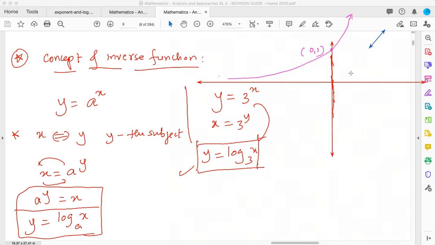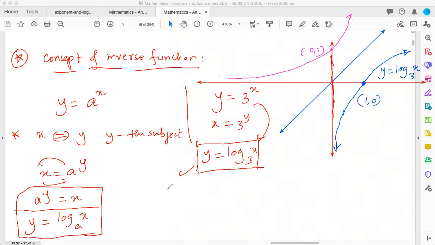So if I draw the line y equals x here and reflect this graph in that line, this is how the graph of the log function should look. This is y equals log x to the base 3. As per the properties of inverse functions, the x and y properties swap, so this is going to cut at (1, 0).